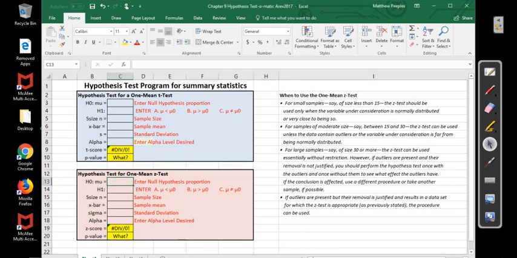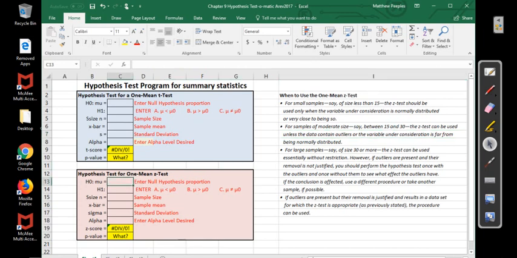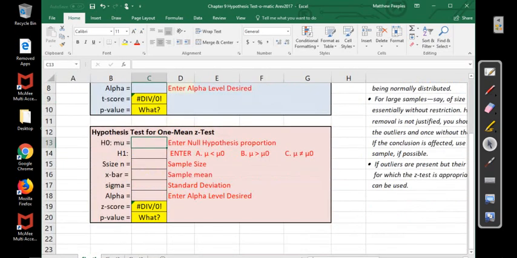We're going to go ahead and enter our information right here. So this is the way that we enter the information in our program. To do this, we put in our null hypothesis mean. The claim was that the population mean was 22, and our alternate hypothesis was that the mean was not 22. So this is a two-tailed test, and we select C right here to indicate that's what we're looking at as far as our hypotheses.